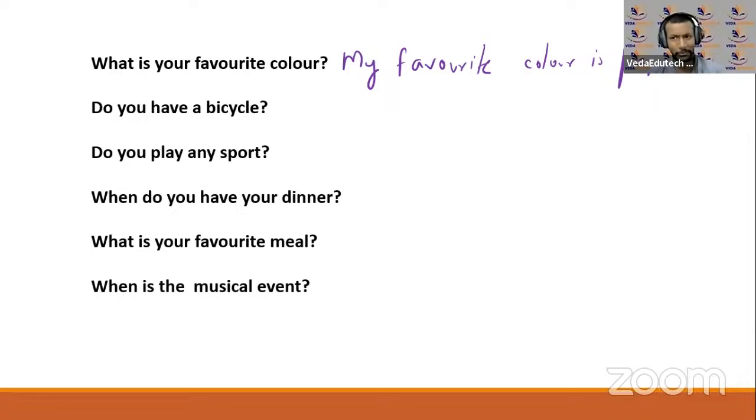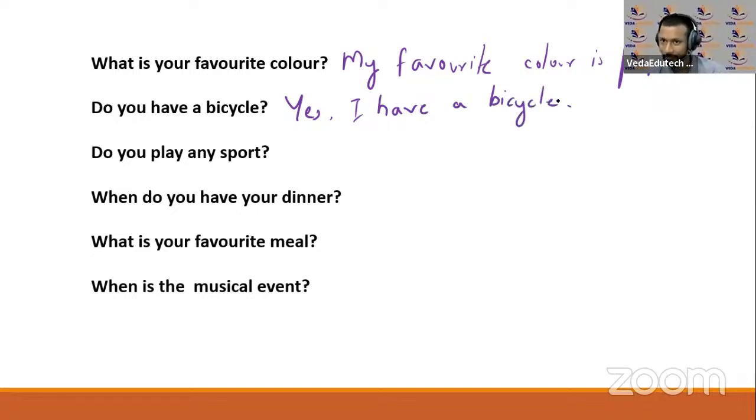But I don't think you are old enough to have a two-wheeler with an engine. Okay, you might have a bicycle, right? So yes, I have a bicycle. You can give an answer like that. Okay, so yes or no, whatever it can be. Yes, I have a bicycle.